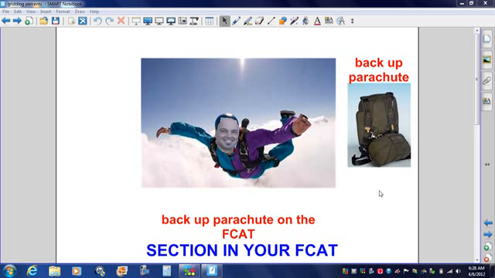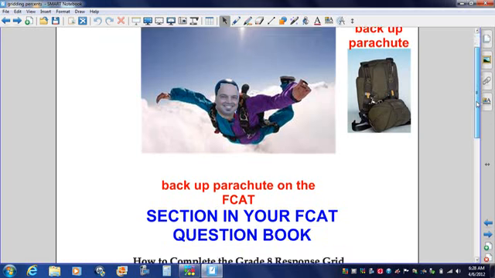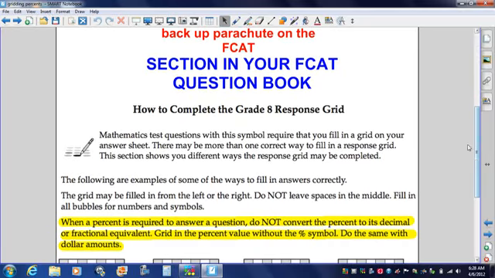Guys, we talked about this the other day, but just remember, when you take the FCAT, just like when you go skydiving, you have a backup parachute. When you take the FCAT, you have a backup parachute, so to speak, in your FCAT question book. So if you forget how to grid any of the answers in, make sure you look at this section in your FCAT question book.